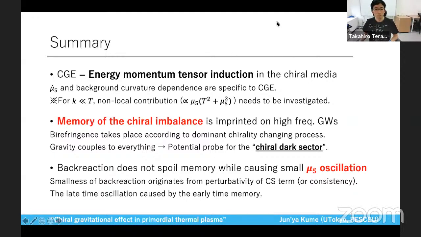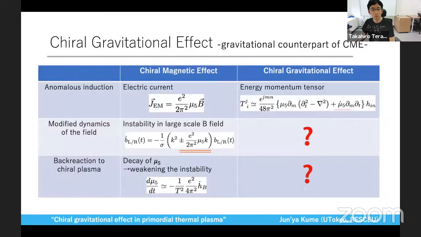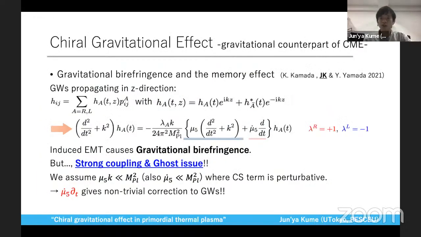Let me ask about the wrong sign kinetic term at the UV. Is it only a feature of the gravitational case and not present in the electromagnetic case? Yeah, exactly. And that is due to their spin structure.